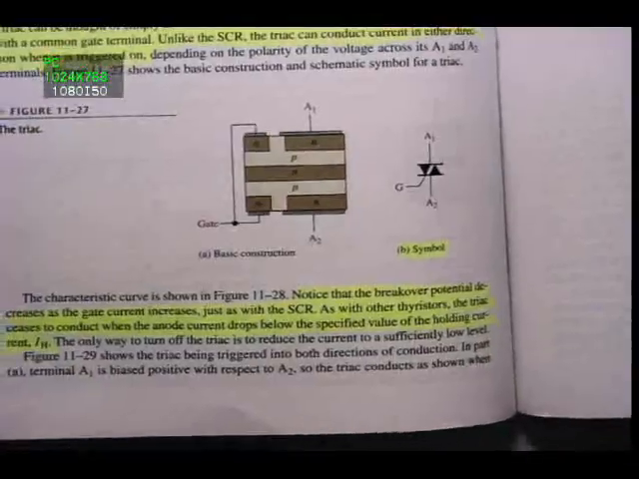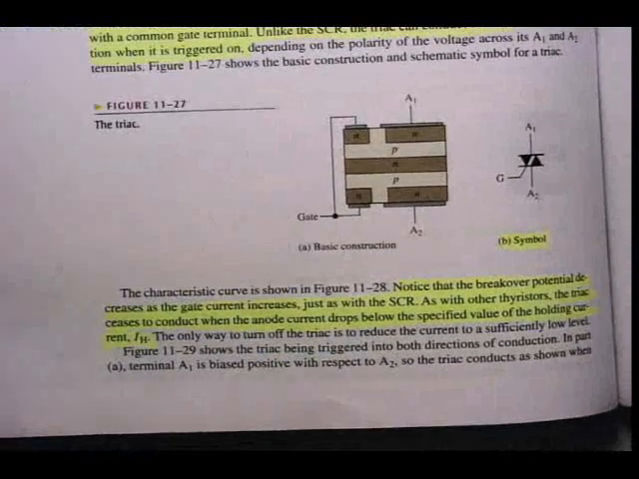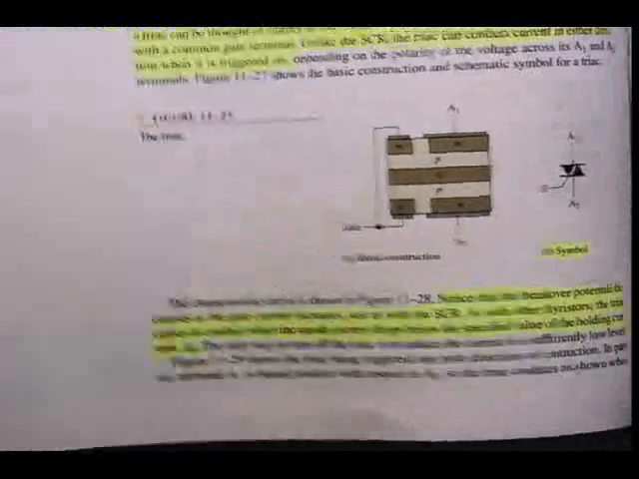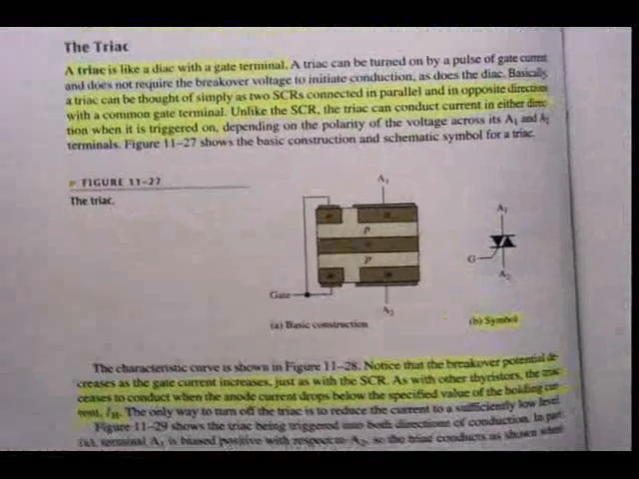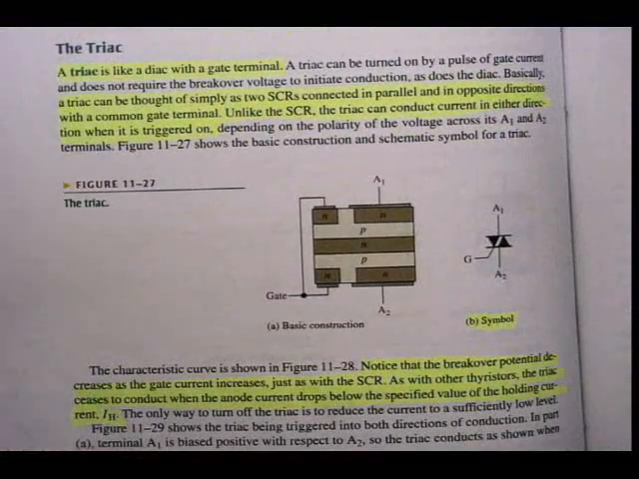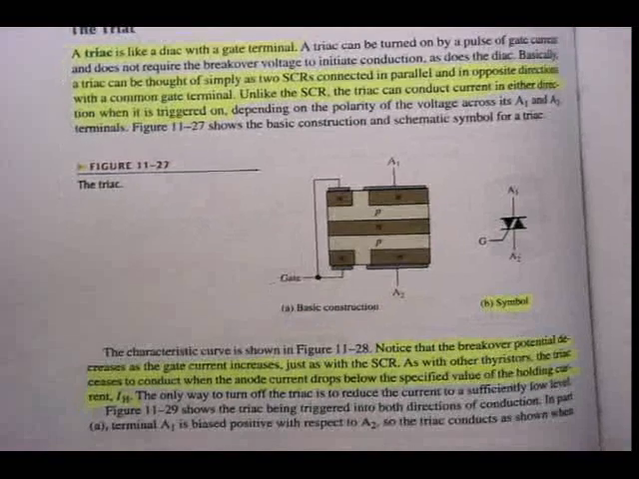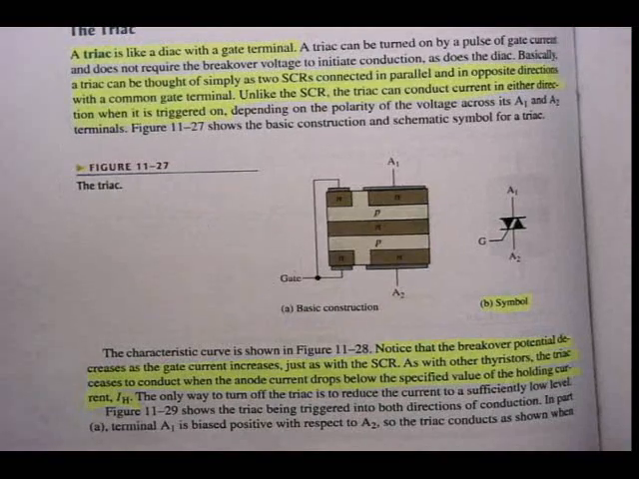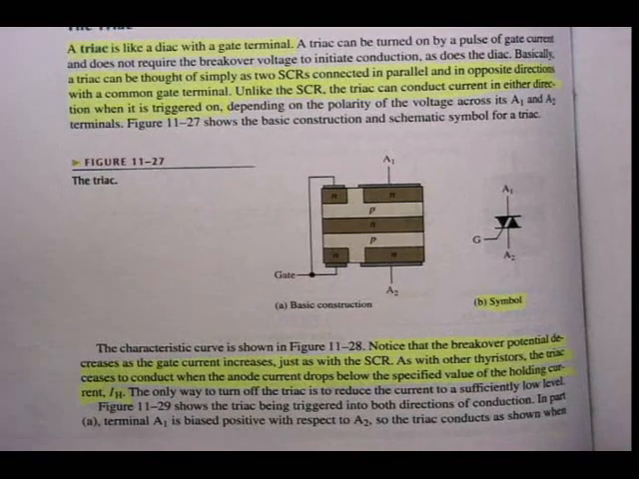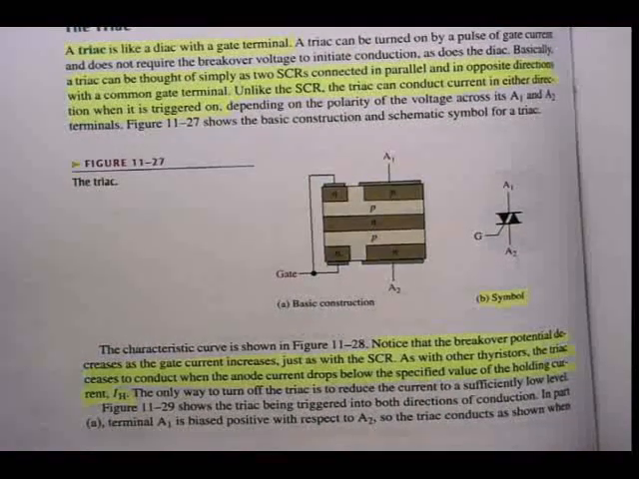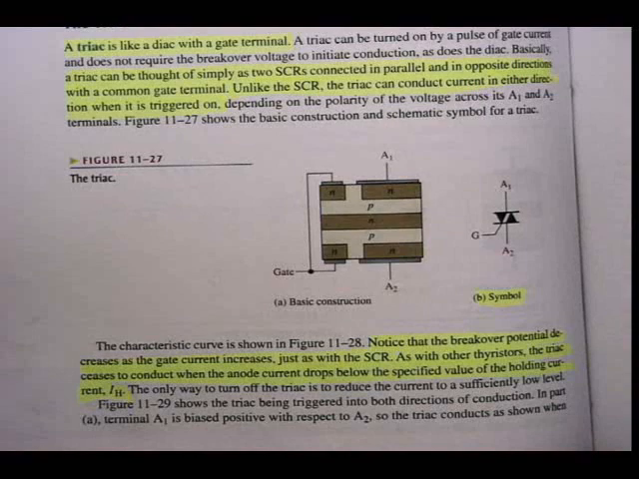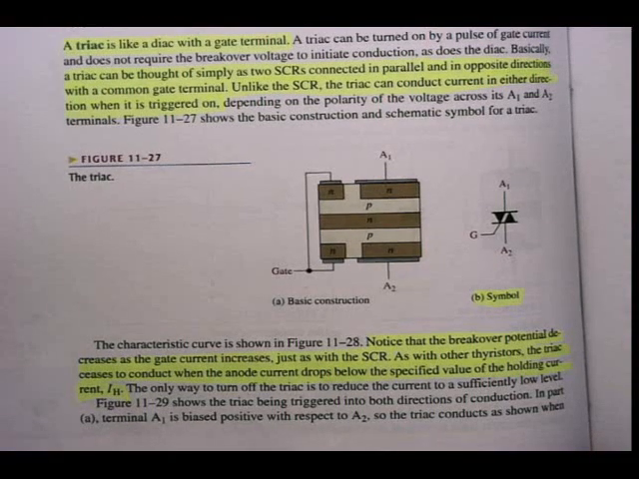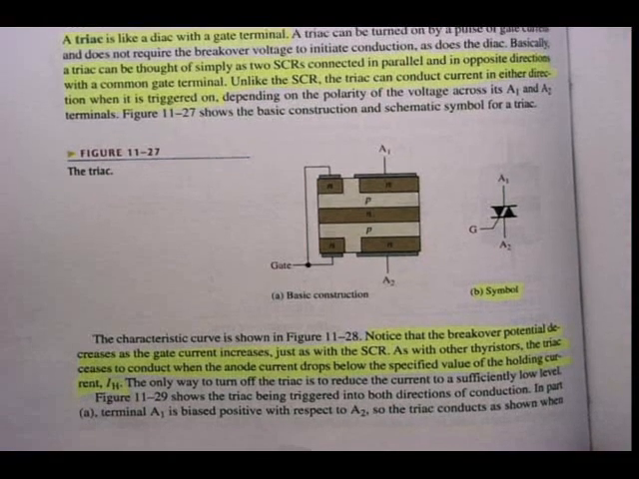Anyway, as you can see in the textbooks, just above figure 11-27, it says basically a triac can be thought of simply as two SCRs connected in parallel and in opposite directions with a common gate terminal. Unlike the SCR, the triac can conduct current in either direction when it is triggered on.